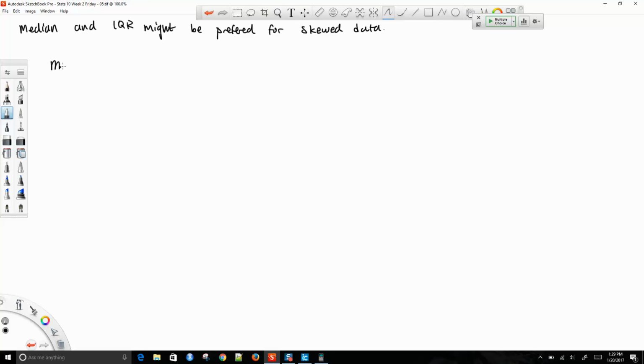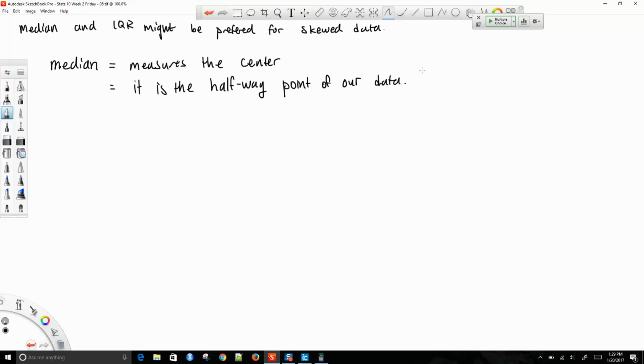Okay, so the median is a way to measure the center, and it tells us it is the halfway point of our data. So the mean is the balance point of our data. The median is the halfway point of our data, meaning half of the data is less than or equal to the median, and half is greater than or equal to the median. We can also say the median is the 50th percentile.